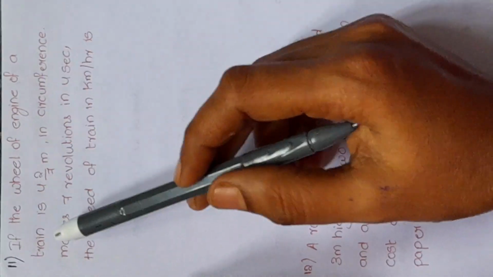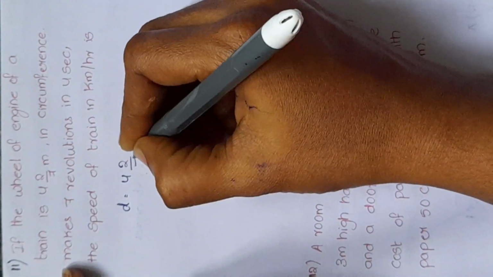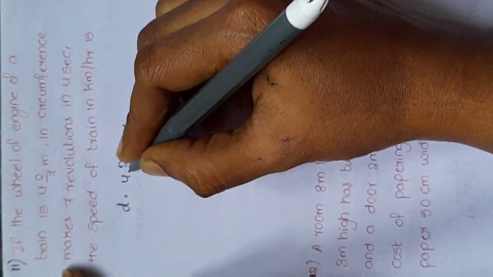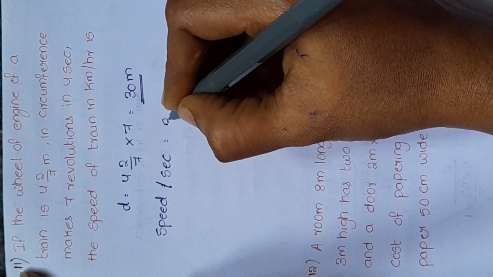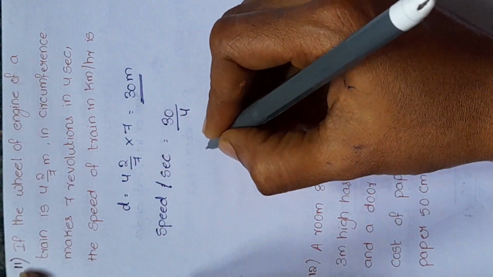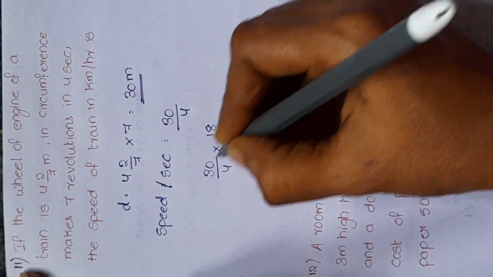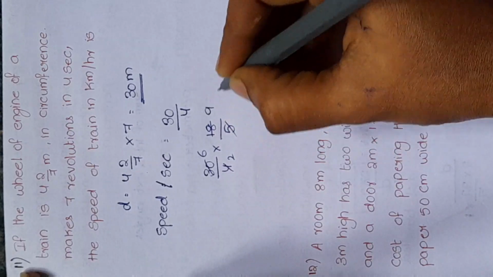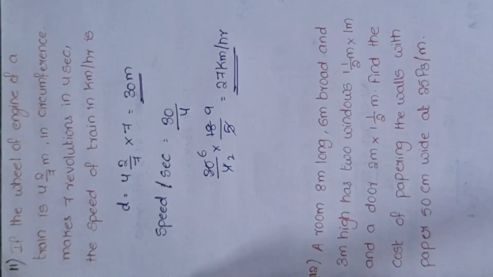Question number 11. If the wheel of the engine of a train is 42 by 7 meters in circumference and makes 7 revolutions in 4 seconds, the speed of the train in kilometers per hour is: the distance travelled is 42 by 7 into 7, which is equal to 30 meters, the distance travelled by the wheel. Now the speed is distance by time, that is 30 meters in 4 seconds. To convert this into kilometers per hour, 30 by 4 into 18 by 5, which is 6 times 9, equal to 27 kilometers per hour. This is the speed.